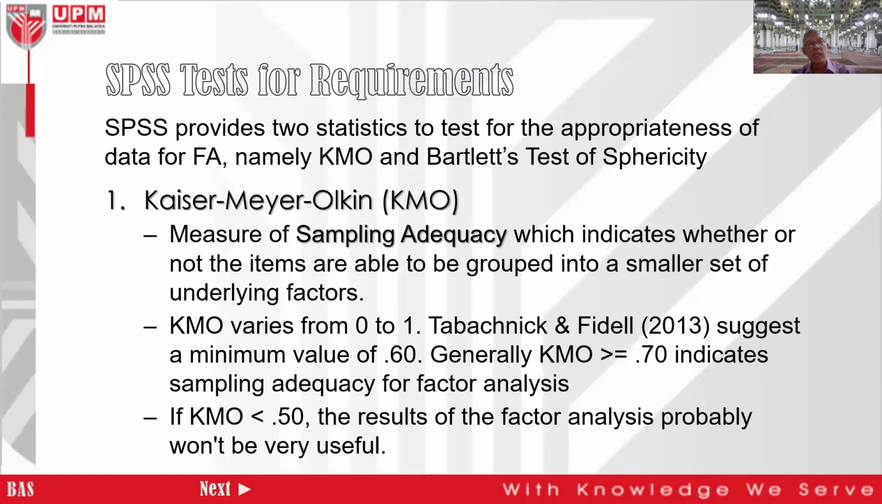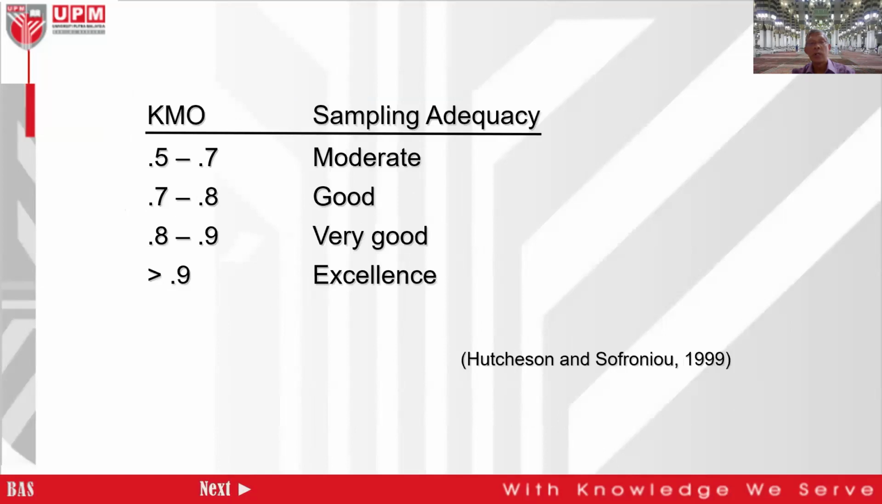Good. Okay, that will be the first statistic, KMO. You have here another criteria given by Hutchison, 1999, where 0.5 to 0.7 is considered moderate sampling adequacy, 0.7 to 0.8 is considered good, 0.8 to 0.9 is considered very good, and more than 0.9 is excellent. I mean, you have excellent sample size for EFA.